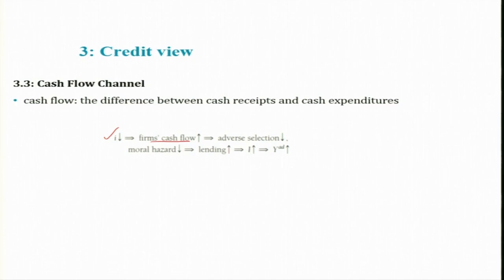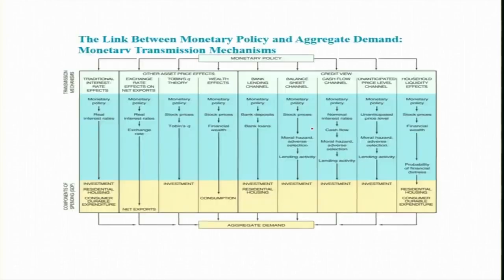An increase in the cash flow increases the liquidity of the firm, which makes it easier for lenders to know whether the firm will be able to pay its bills. So importantly, when the cash flow increases, the scope for adverse selection and moral hazard decreases, lending increases, investment increases, and aggregate demand also increases. We have discussed this. The bank lending channel we covered, the balance sheet channel we covered, the cash flow channel we covered. Then the remaining two are the unanticipated increase in price level, and household liquidity effects.